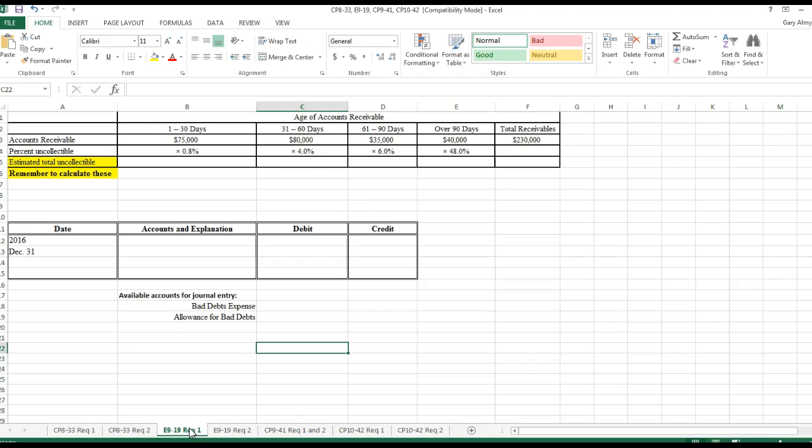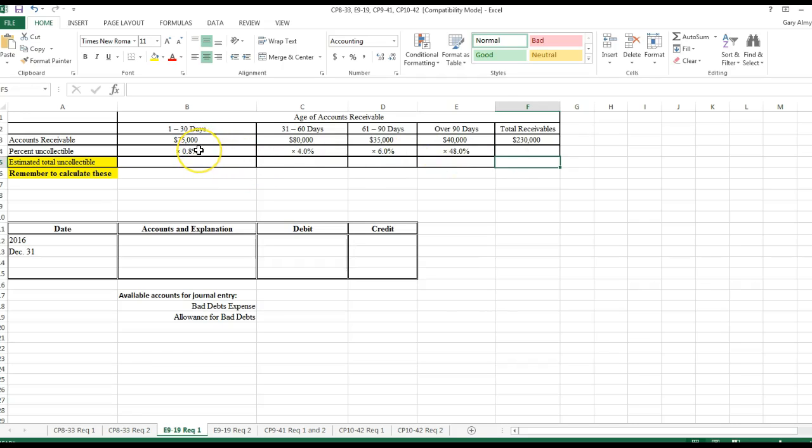Now on to E919. This is out of Chapter 9. What we're doing here is determining the accounting for uncollectible accounts using what's called the allowance method, and this is the aging of receivables. So what we do here is come up with a target amount that we want in that allowance for bad debts. We're estimating, based upon previous history, what we expect to have uncollected.